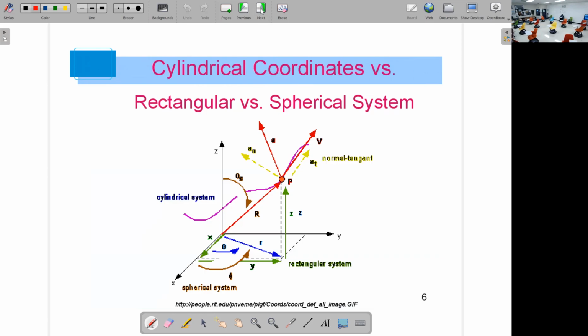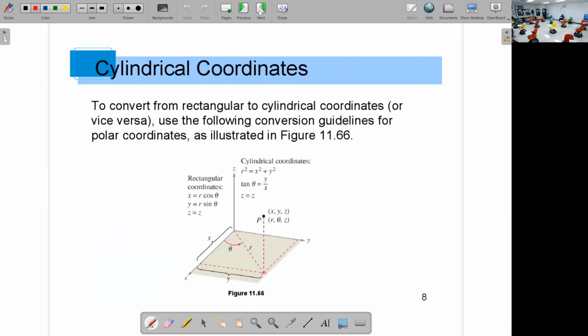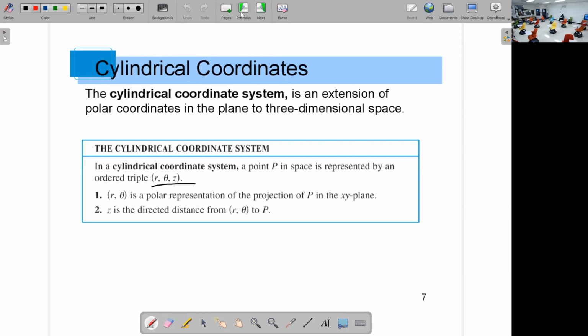Whoa. Okay, this picture is not great. I really need to change this one. Let's go to a better picture. Okay, I think this is better. So our cylindrical coordinate system is represented by r comma theta comma z. Your first 2 coordinates, the r and theta, that's just polar, right? If it's in 3D, it's polar, and then we're adding this additional z component.